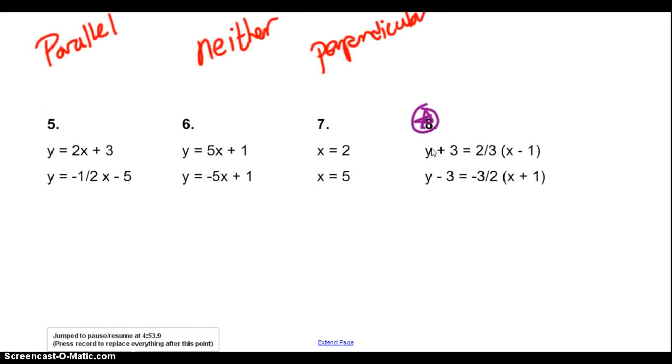For 5, we have slopes of 2 and negative 1/2. Those are keep, flip, change. Remember, 2 over 1, flip that fraction over, 1 over 2, change the sign to negative. Those are in fact perpendicular.